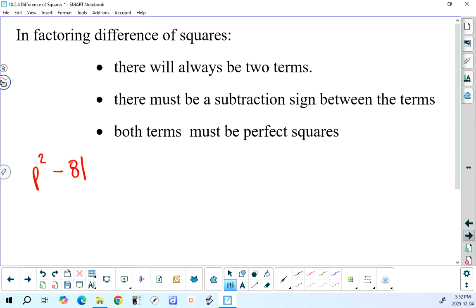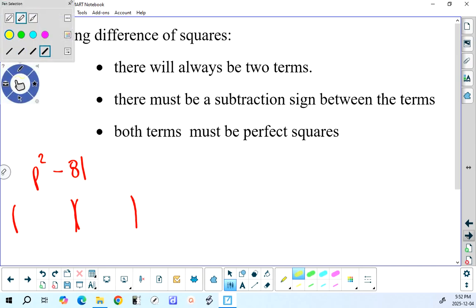What is p squared the perfect square of? Listen carefully, because I'm just giving you an additional example here. What is this a perfect square of? Well, the answer is p, so you put a p here and here. Is 81 a perfect square? Yes. What is 81 the perfect square of? 9. And then you go plus and minus.